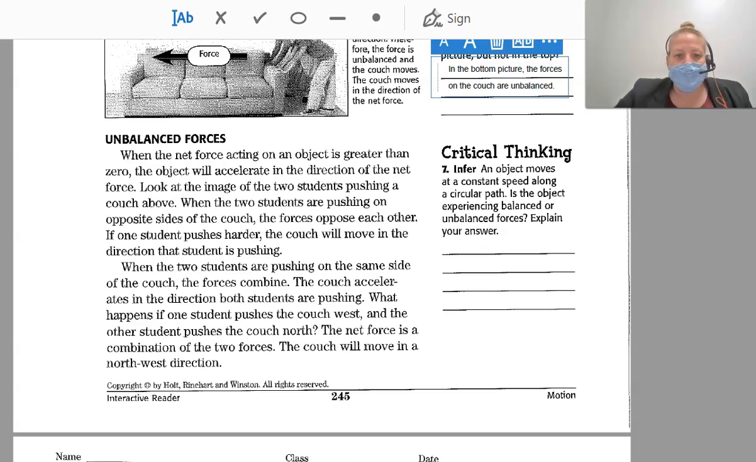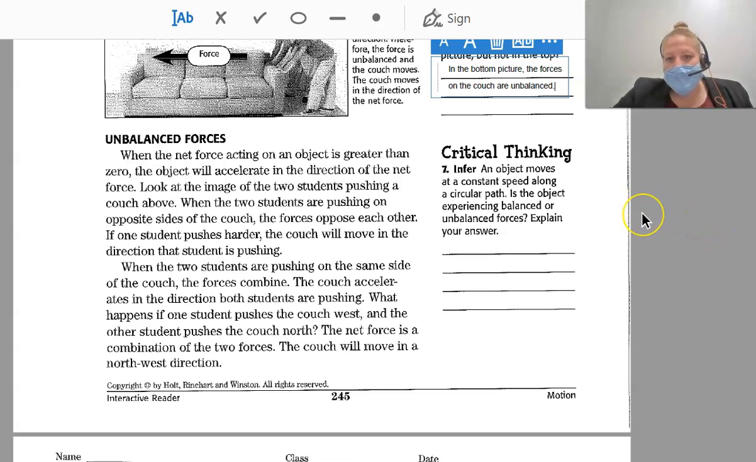Look at the image of the two students pushing a couch above. When the two students are pushing on opposite sides of the couch, the forces oppose each other. If one student pushes harder, the couch will move in the direction that the student is pushing. When the two students are pushing on the same side of the couch, the forces combine. The couch accelerates in the direction both students are pushing. What happens if one student pushes the couch west and the other pushes the couch north? The net force is a combination of the two forces. The couch will move in a northwest direction.